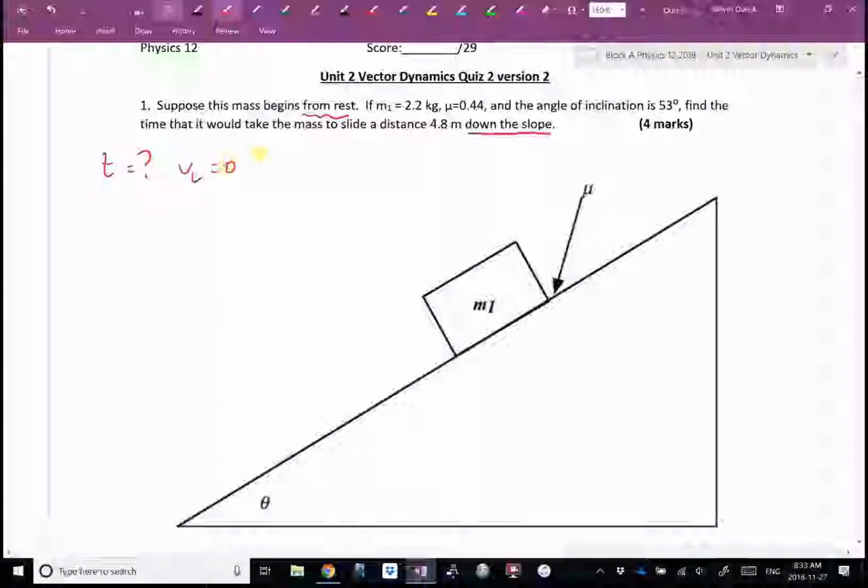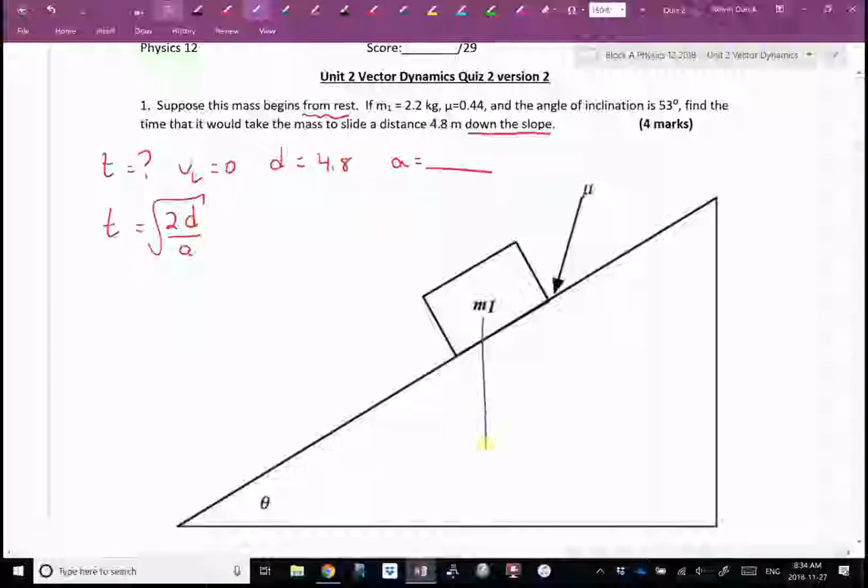Vi is 0. d is 4.8. I said, if I could figure out the acceleration, I think I could use t equals the square root of 2 times d over a. I used d equals Vi t plus a half a t squared. Vi was 0, and I got the t by itself because I can. So even though this question says find time, I'm going to spend most of my time finding a, I think. This is a job for a free body diagram.